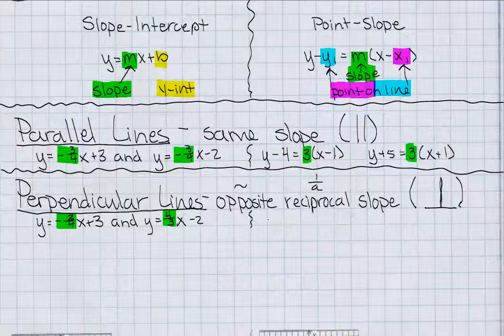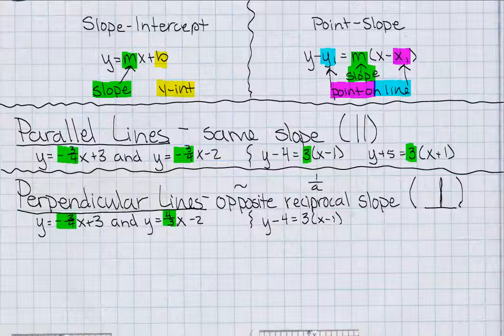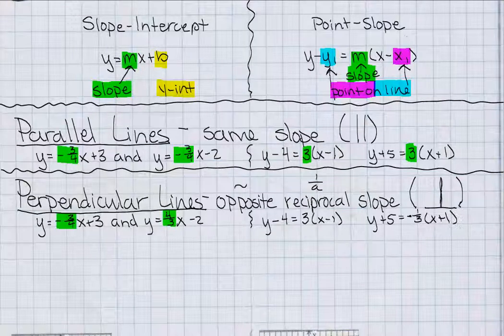In point slope form, if we had y minus 4 equals 3 times x minus 1, the opposite reciprocal would be, it was a positive 3, so then it will become negative. And when you flip the 3, it is really 3 over 1, so when we flip it, it's 1 over 3, so 1/3. So negative 1/3 is perpendicular to a positive 3.